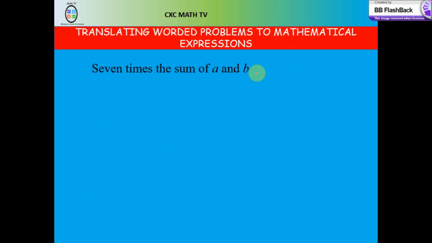This one now, it says 7 times the sum of a and b. So the first thing you need to do is find the sum of a and b, right? So the sum of a and b, you add these first, a plus b. Then you multiply the result by 7. So first find the sum, then multiply it by 7.